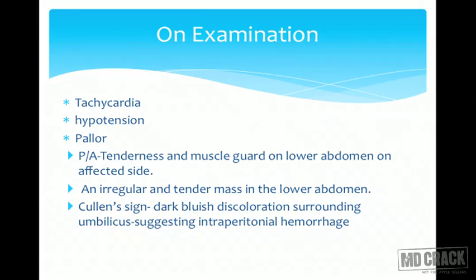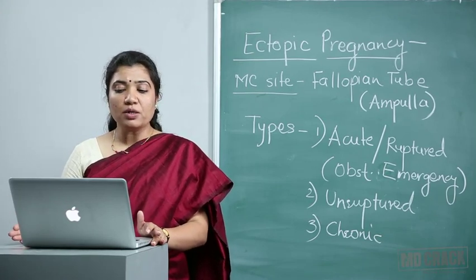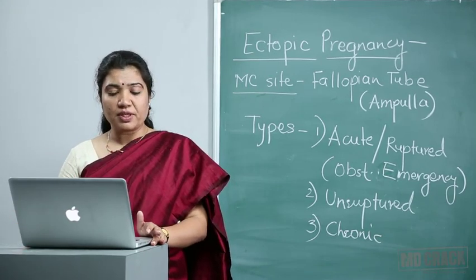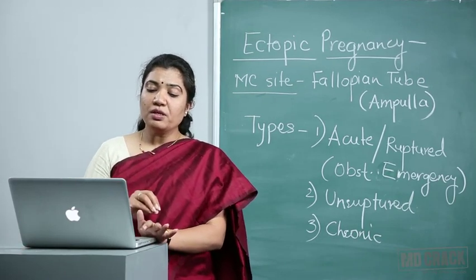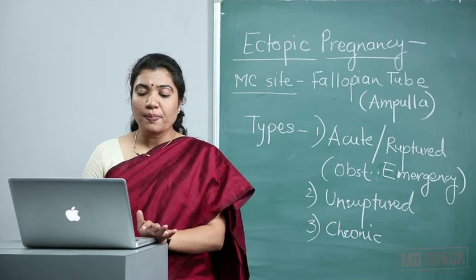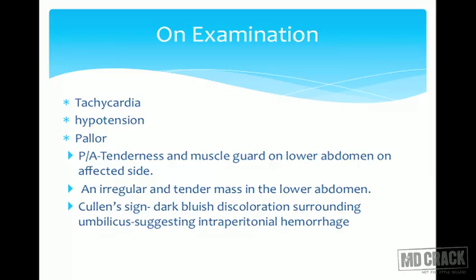The pallor will depend on how much blood she has lost. Per abdomen, there would be tenderness, muscle guard on the lower abdomen on the affected side. On PV examination, you will feel an irregular or tender mass. Cullen sign is dark bluish discoloration around the umbilicus, which suggests intraperitoneal hemorrhage.